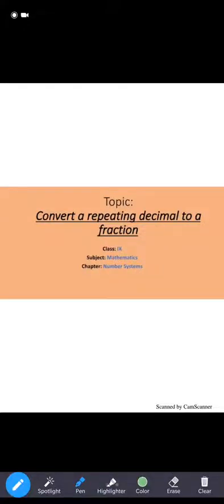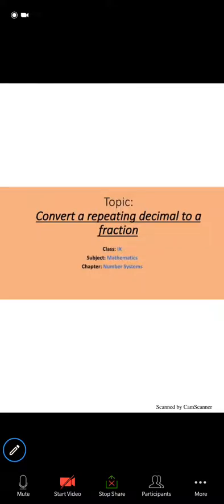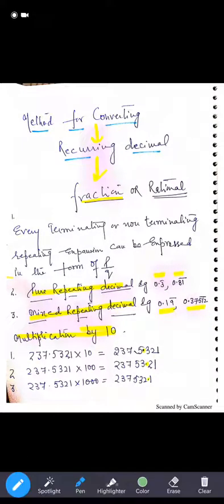Hello students, as in the last class we have done how to convert a rational number into a decimal form. Now in this class we will convert a repeating decimal into a fraction, or you can say a rational number. As we know, every rational number can be expressed in the form of a decimal. Similarly, every terminating or non-terminating repeating decimal expression can be expressed in the form of p upon q, or a fraction, or a rational number.